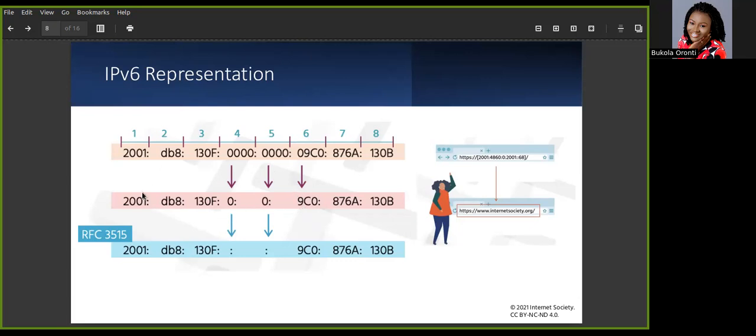We look at it here. In whichever 16-bit part that we have that is all zeros, writing the four zeros out can be represented as a single 0. And then if two zero groups are beside each other, then a double colon lets you know that we have two 16-bit groups of zeros.